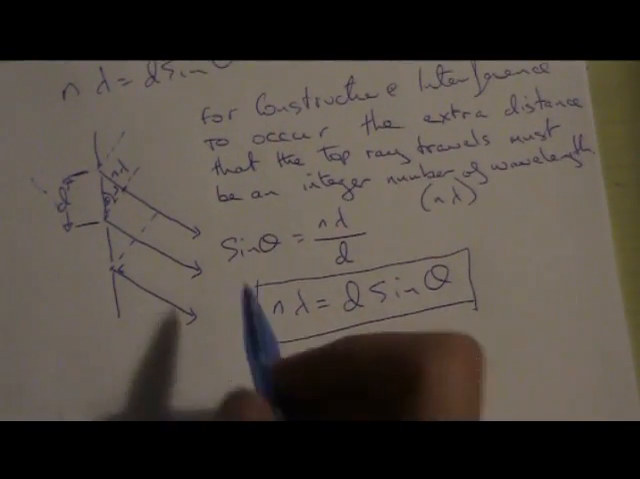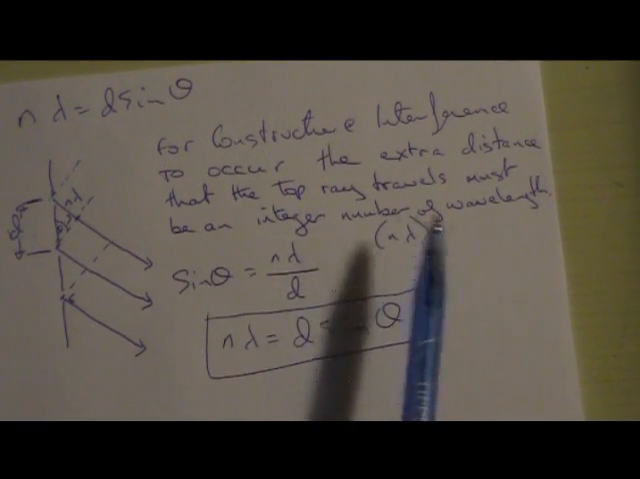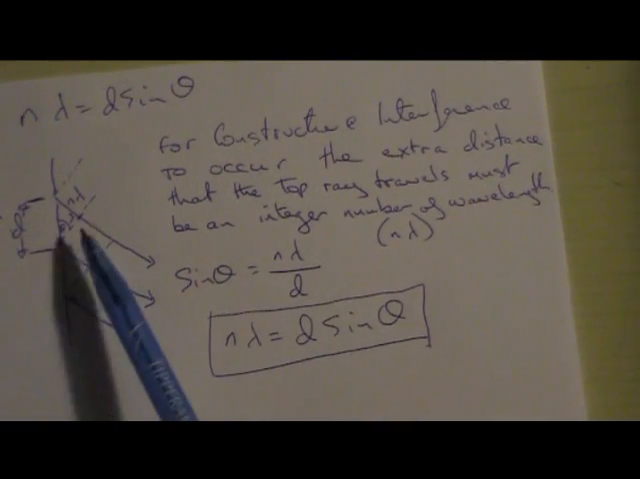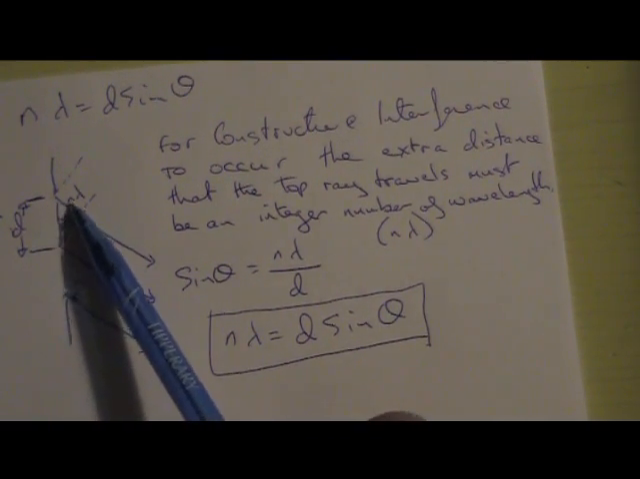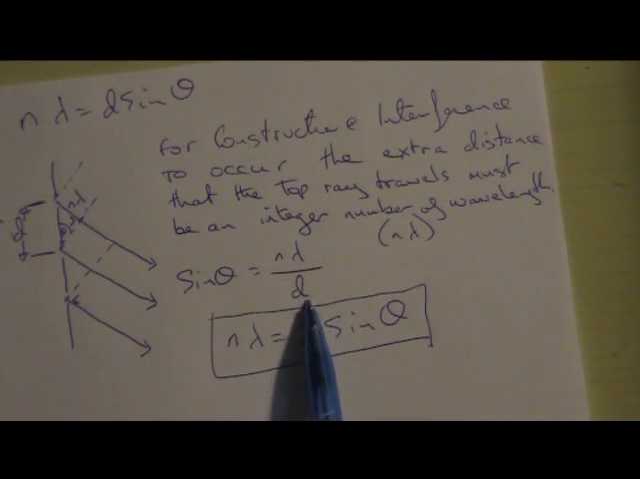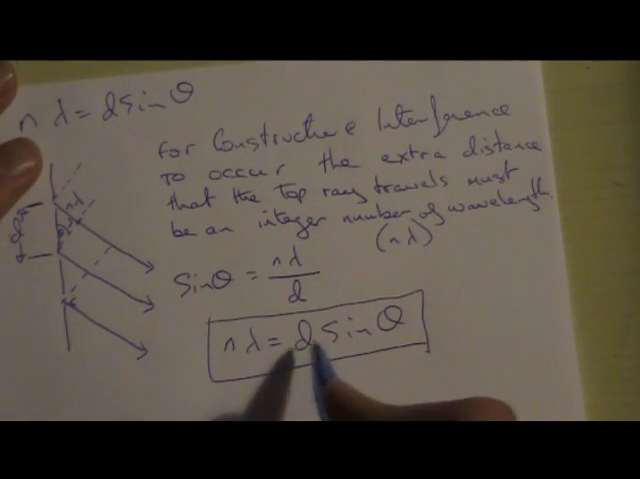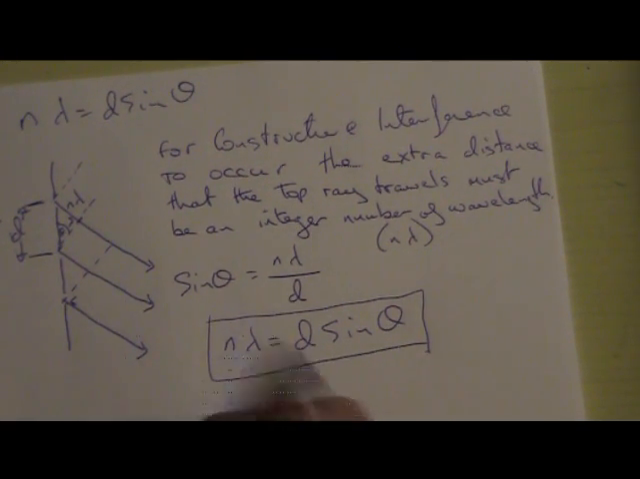So for constructive interference to occur, the extra distance that the top ray travels must be an integer number of wavelengths, and from trigonometry, just write in n lambda, theta, d. I can see sine theta equals n lambda over d, therefore n times lambda equals d sine theta.